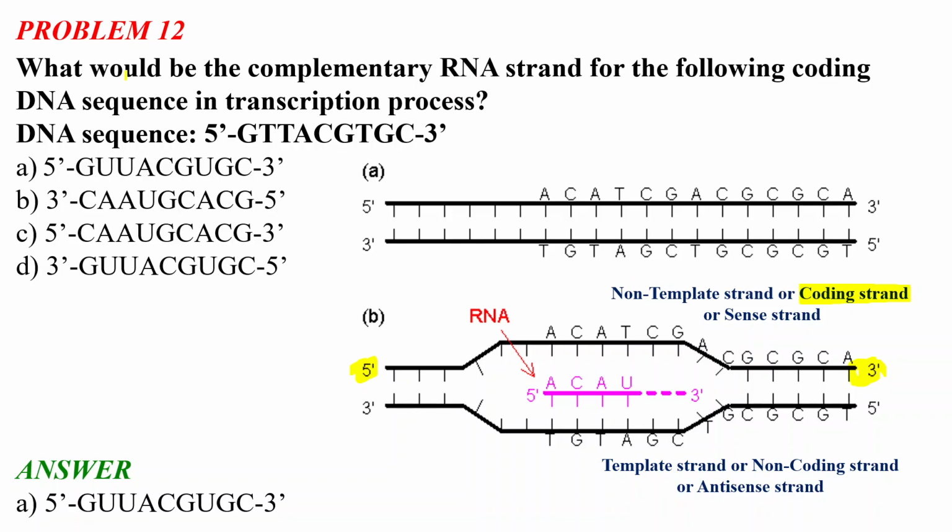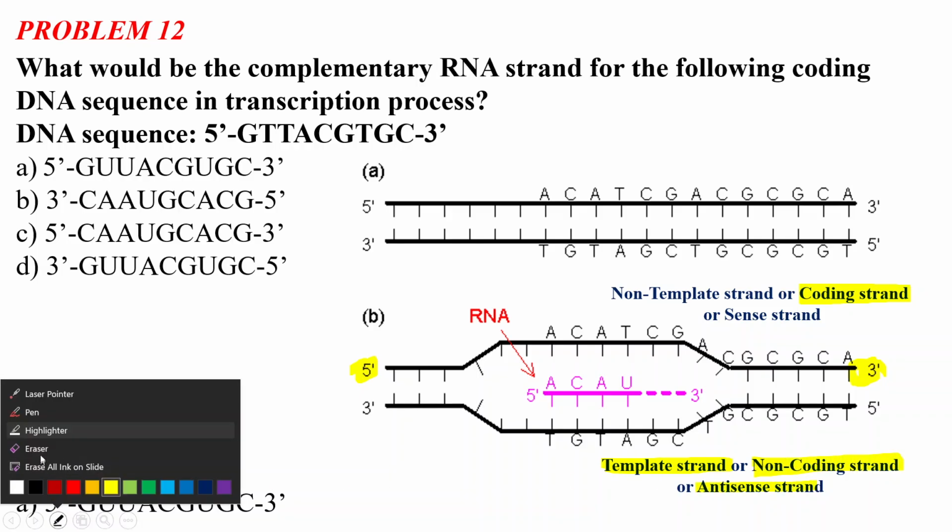If the coding strand is given from 5 prime to 3 prime, then the sense strand is the non-template strand. This 5 prime to 3 prime strand will not act as a template for RNA synthesis. The strand that will act as a template for RNA synthesis is its complementary strand, the template strand, also called the non-coding or antisense strand.